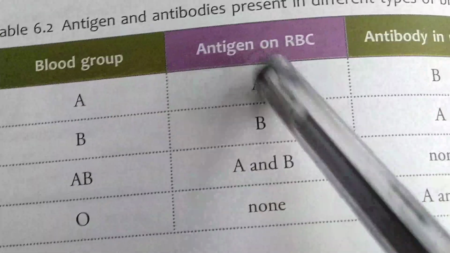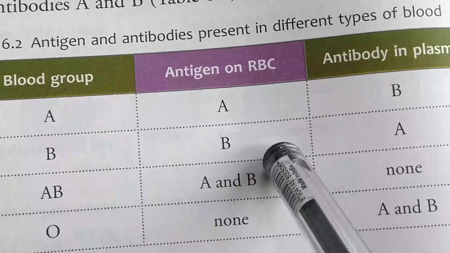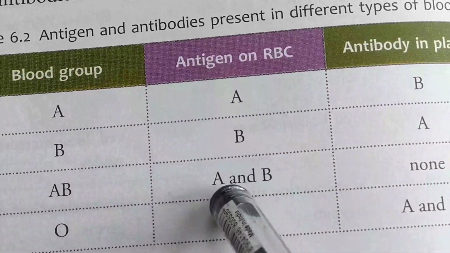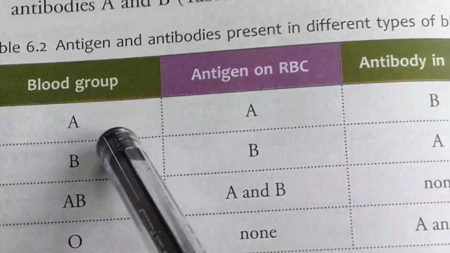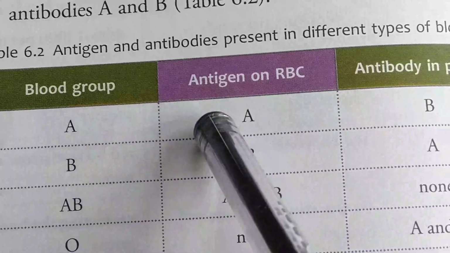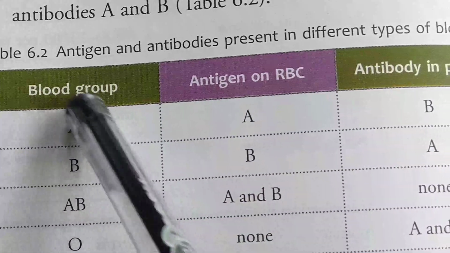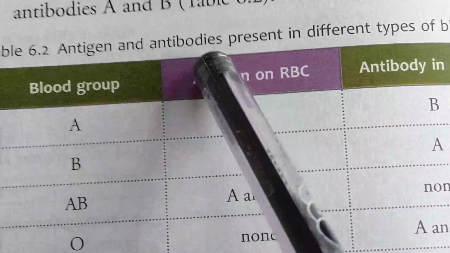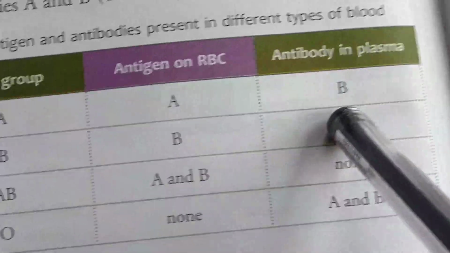So here is a table. The table is very important, so you should learn it very carefully. Blood group A, look at the antigen first. As per the name of the blood group, same way the antigen is A and antibody is B.